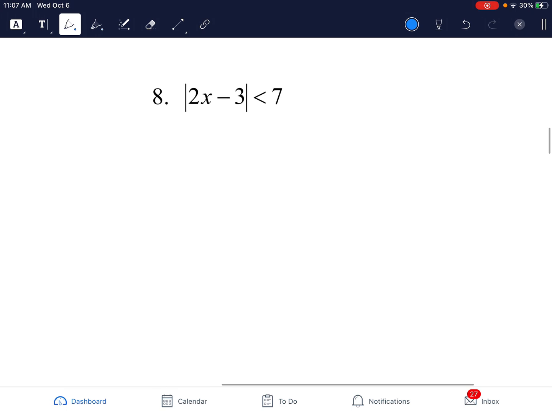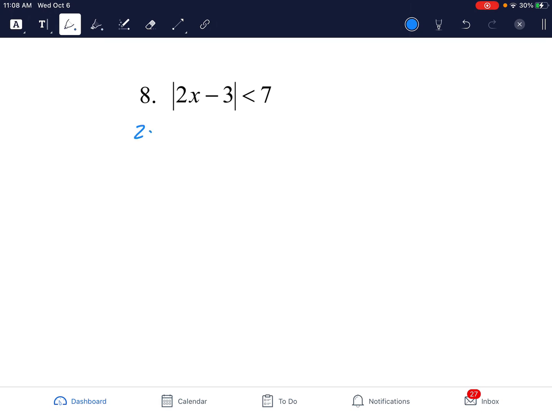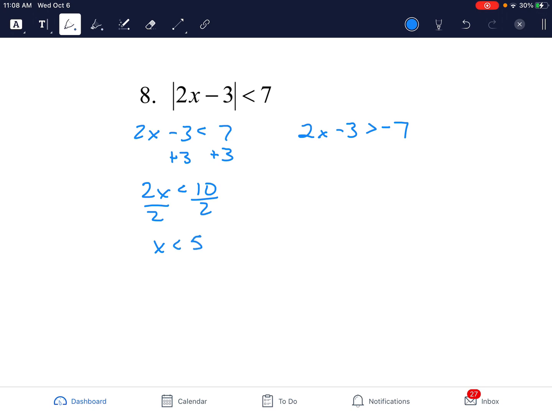Number 8, absolute value inequality. So this one's already isolated, so the absolute value is already by itself, so we can just make our 2 inequality equations. We have 2x minus 3 is less than 7, and 2x minus 3 is greater than negative 7. So I add 3 to both sides. So 2x is less than 10, divide by 2, x is less than 5.